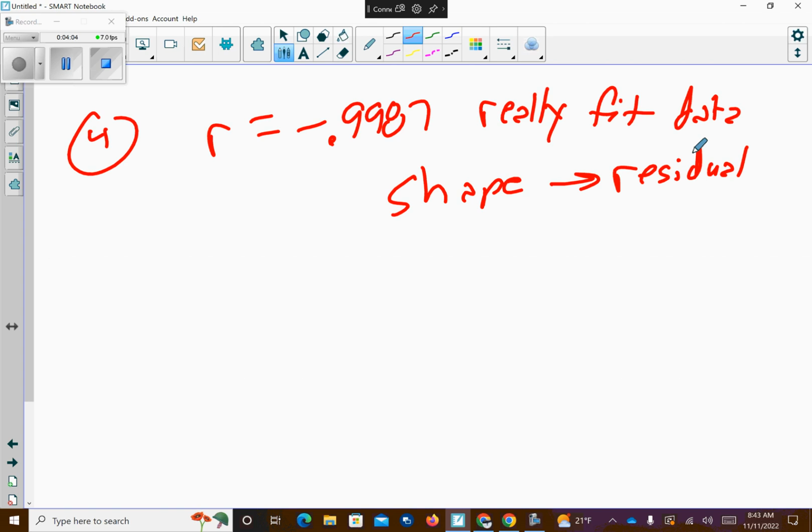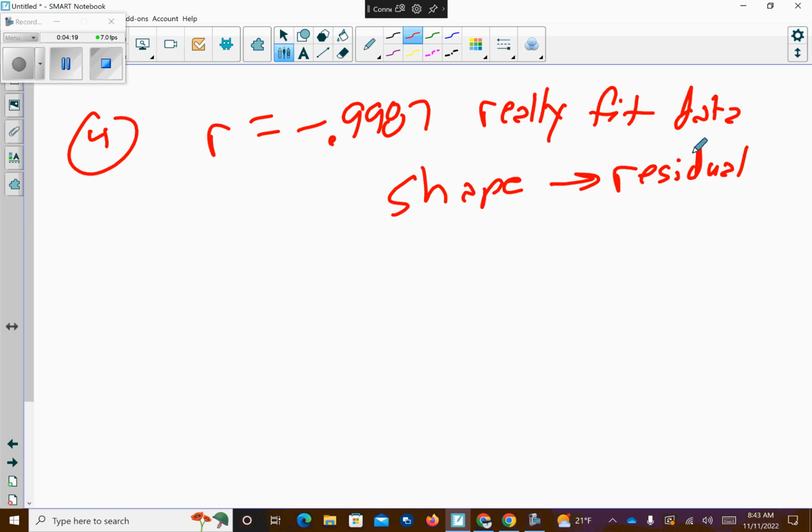So for number 4, it says we have a model that will make excellent predictions, but there's got to be a better model out there because we have a shape. So there has to be a better model that we're looking for. We don't want that shape on a residual.